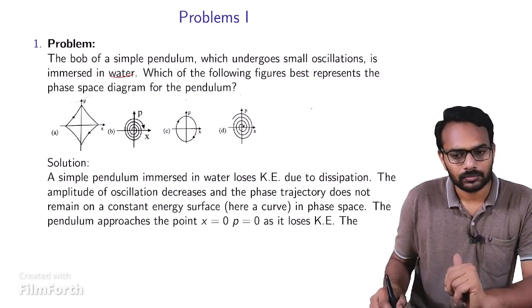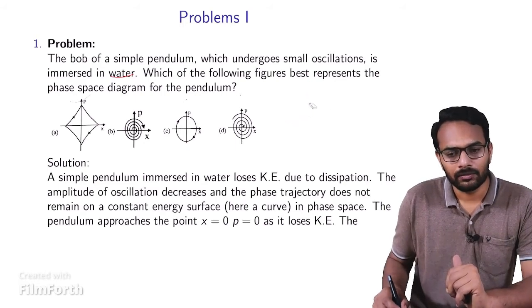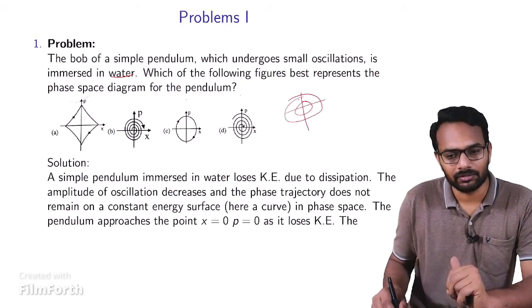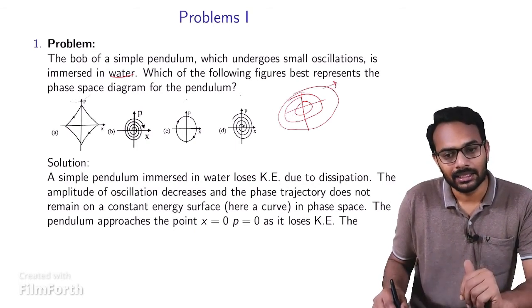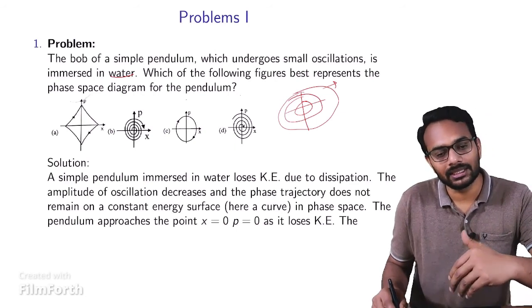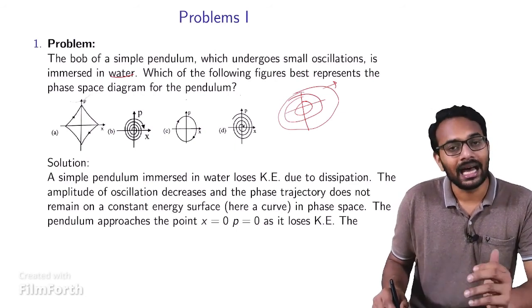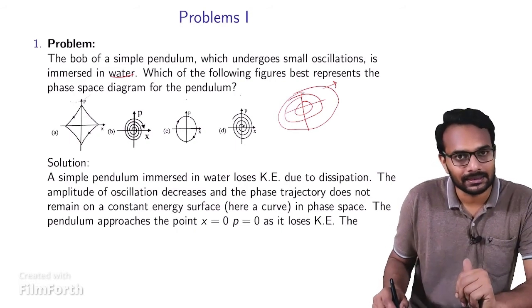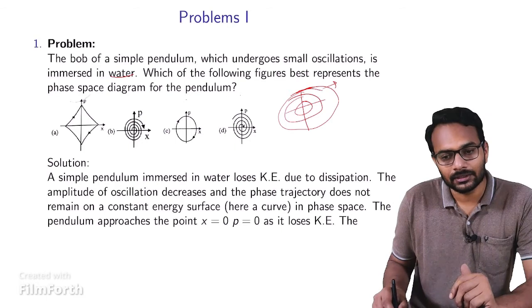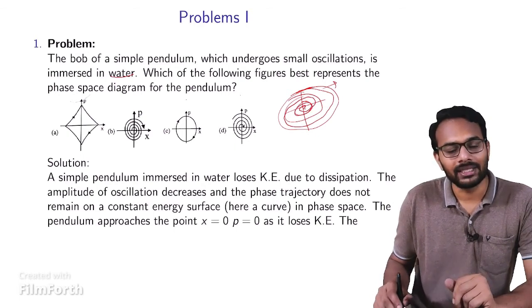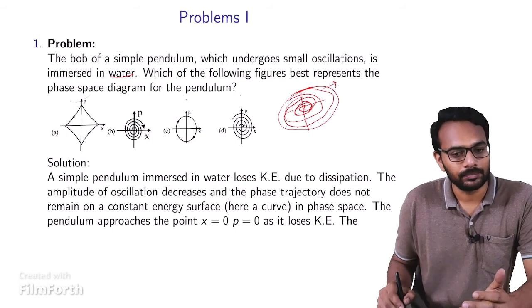That's the question. Now we know that for a simple pendulum with small oscillations, it's just like a simple harmonic oscillator. We have already seen it in the previous problem. These ellipses correspond to definite energies. But what happens in the case where there's dissipation? When there's a dissipative force acting, the amplitude decreases, or the total energy decreases. So even though the pendulum starts on this surface, it slowly loses energy and goes to another surface of lower energy, and then goes on like that and approaches the point x equal to 0, p equal to 0. That's what will happen.